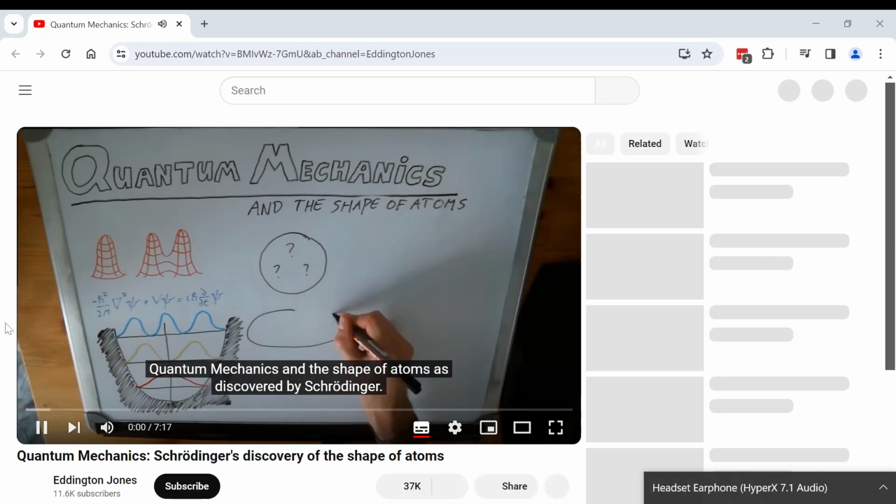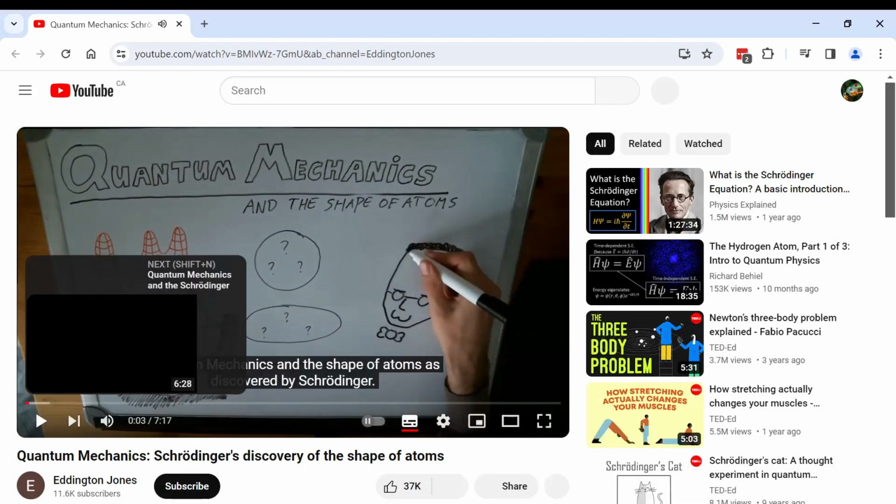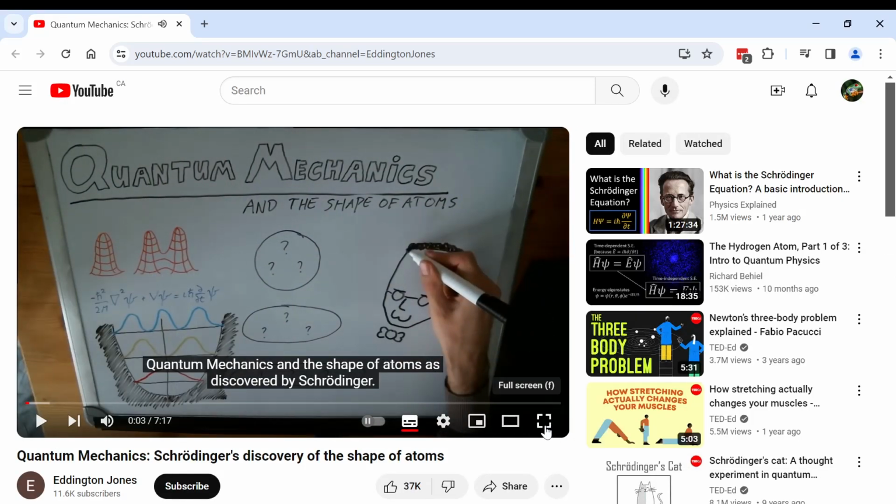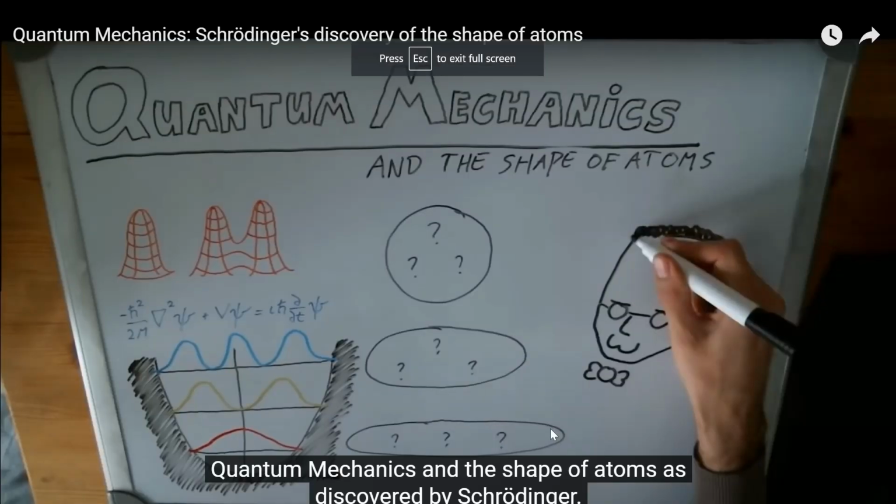Most people have no Quantum mechanics and the shape of atoms as discovered by Schrödinger. Okay, so that's what we're looking at. All right, so this is going to give you an idea of what atoms are really like. But don't worry, you're not getting tested on this, but it will give you an idea of where you might go should you go and study chemistry in university. Okay? All right, let's make this bigger. Here we go. I'm going to hit the lights a little bit more so you can see a little bit better.